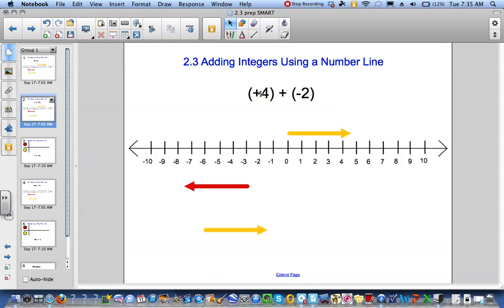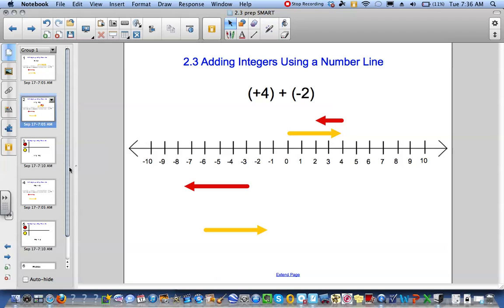So we're going to start at 0 and model positive 4, which we've done there. Now we're at positive 4. That's where our new starting point is for our next integer. Our next integer is negative 2, so now we need to model a negative 2. We start at positive 4 because that's where we are, and we model negative 2. If we look at it, the first yellow arrow says 1, 2, 3, 4, so that's positive 4. Our red arrow says 1, 2, negative 2. Positive 4 plus negative 2 ends up at positive 2.